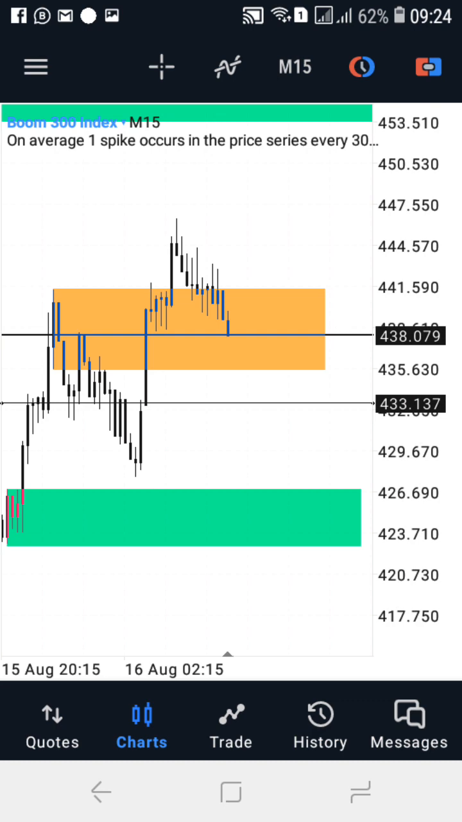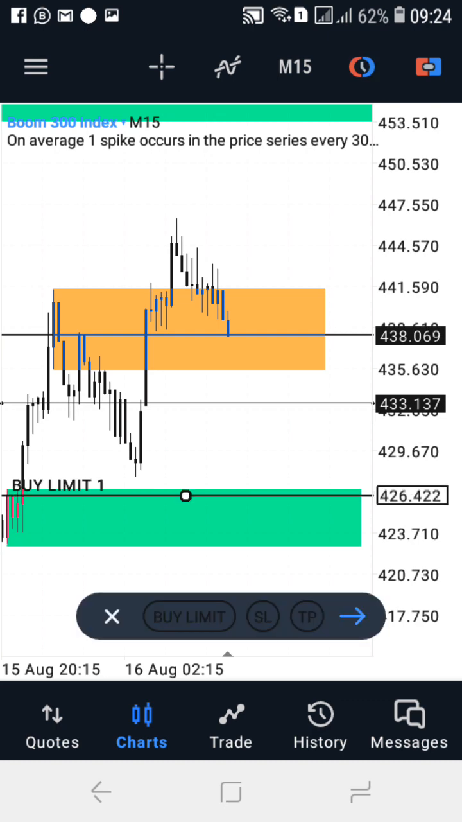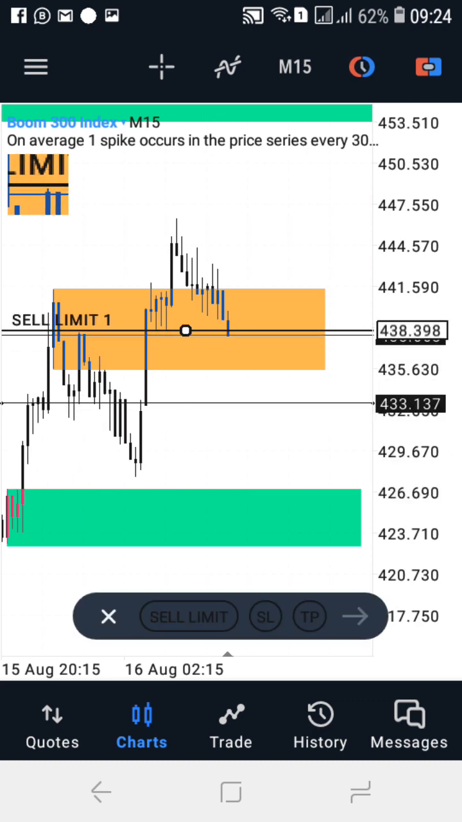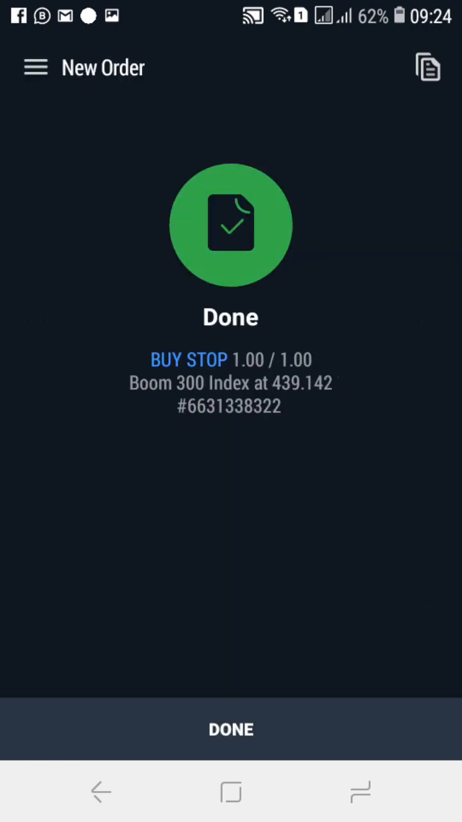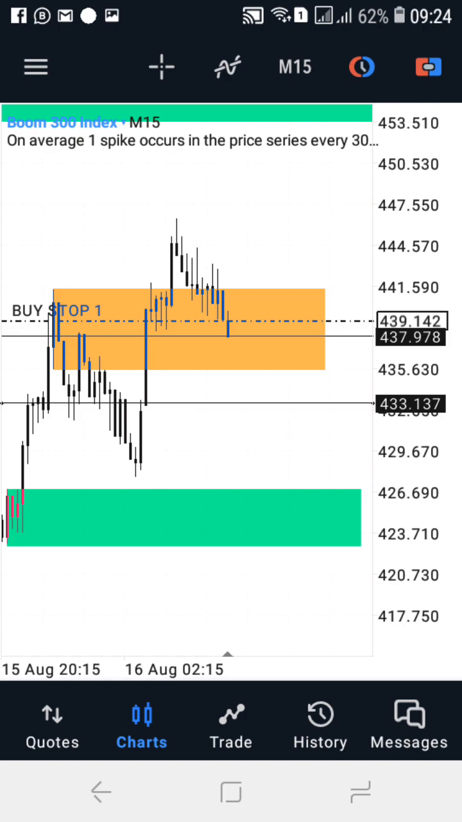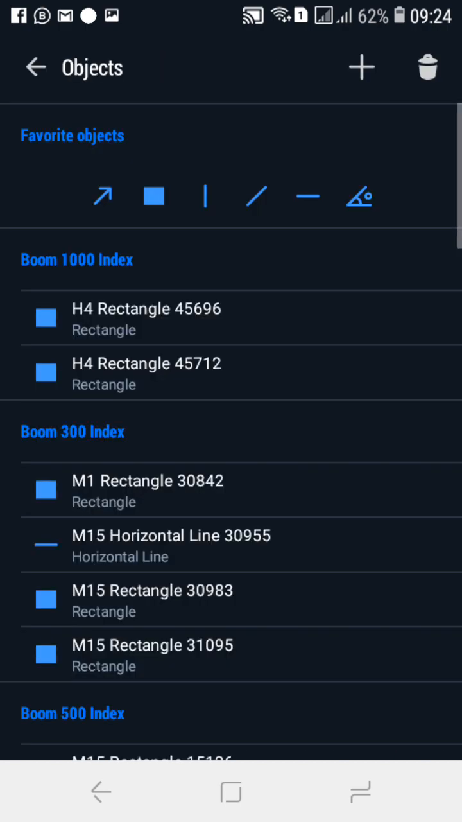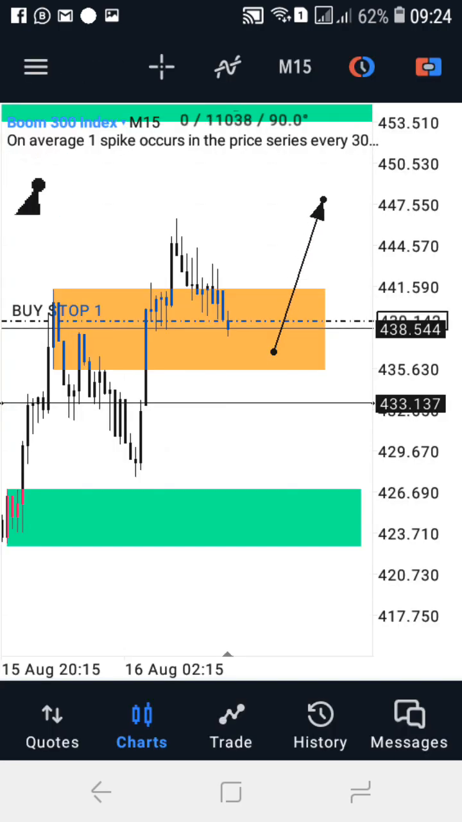So we have a breaker block like here, and then I want to actually catch the move up in case it happens. I get, when I see it hits to mitigate, it's still in our breaker block, so I'm going to change here to buy stop like that. I get. So let's say it decides to retrace like that. It decides to retrace.